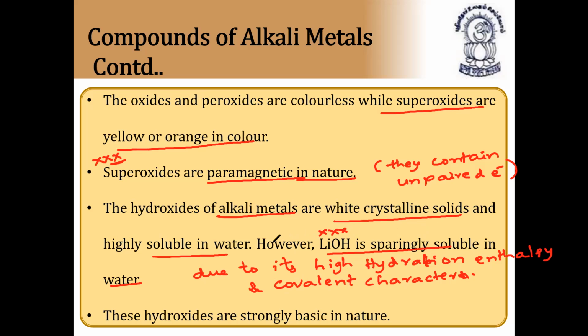The remaining hydroxides, that is sodium hydroxide, potassium hydroxide, rubidium hydroxide, and cesium hydroxide, are strongly soluble in water. Hence, they are also called soluble. These hydroxides are strongly basic in nature. That's why they are also called alkalis. Why are they called alkali? Because of soluble bases. Alkali means soluble base.